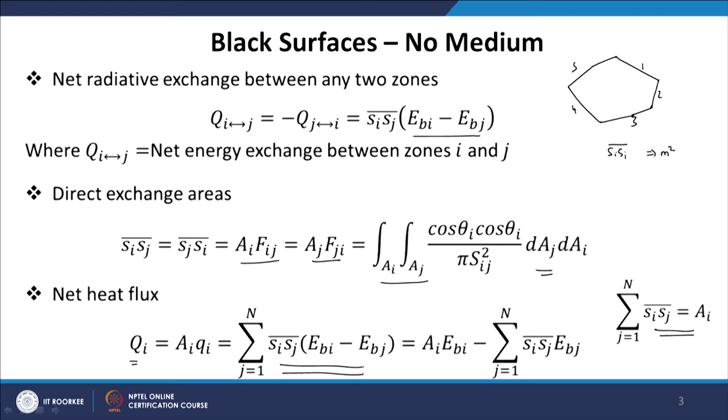We can take the Ebi term separately also. So, we write summation Sij Ebi as simply Ai Ebi, and then minus summation j equal to 1 to n Sij Ebj. So, both the expressions are equivalent, and we can use this expression to find out radiative transfer from surface i. So, at this point there is no difference as such between the net radiation method and the zone model. The only thing is that we are representing the view factor in terms of exchange areas in this method.